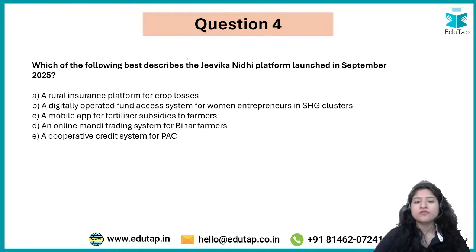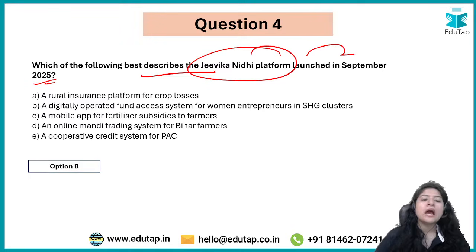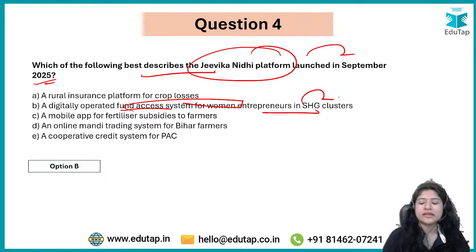Which of the following best describes the Jivika Nidhi platform launched in September? Again, see, these platforms, portals and apps are important, right? So that is why, even though it was a state scheme, we covered it. The answer is: a digitally operated fund access system for women entrepreneurship in SHG clusters.